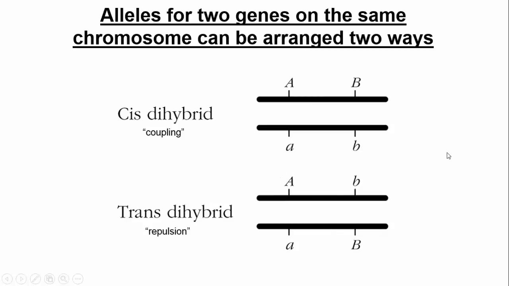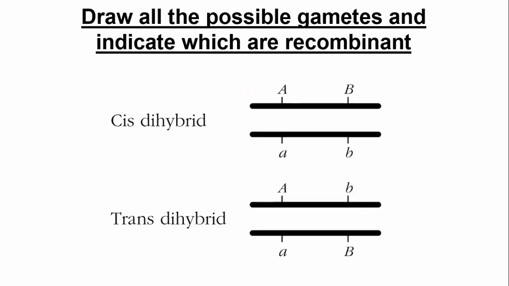The reason you have to say that is because it has extreme implications on which gametes are recombinant and which are non-recombinant. In other words, the non-recombinant gametes here would be recombinant gametes for this individual. So it's sort of the opposite sides of the same coin. What I would say on this slide, practice a little. Draw all the possible gametes and indicate which ones are recombinant. See if you can do that exercise.